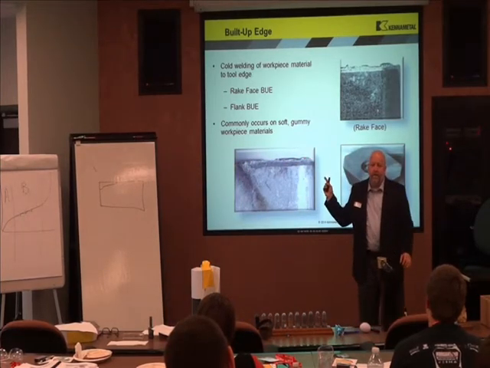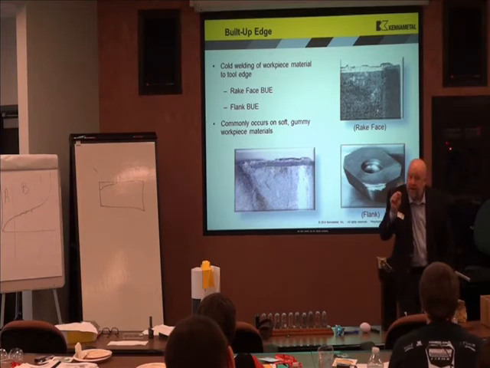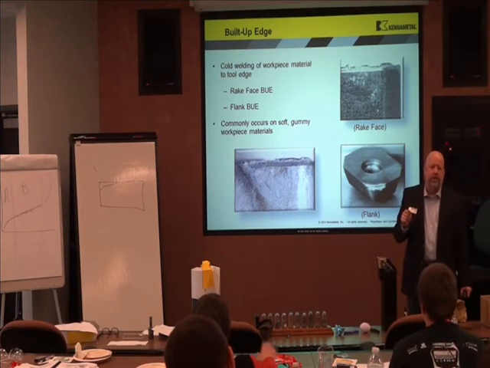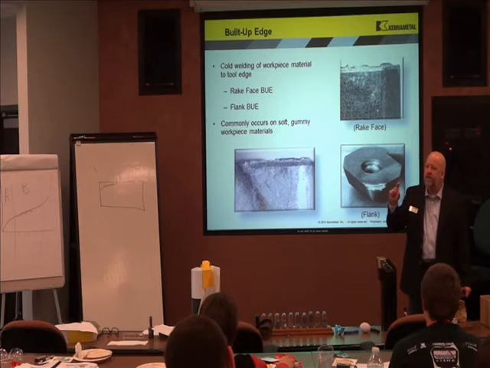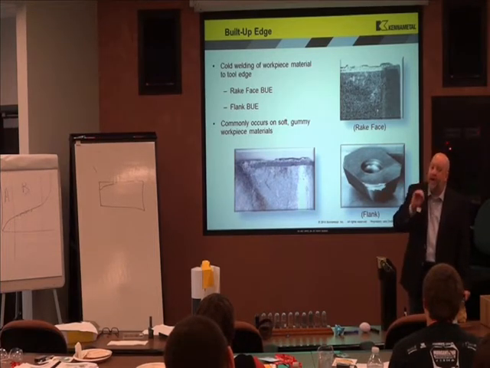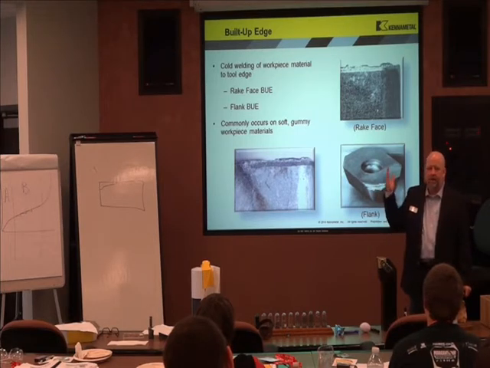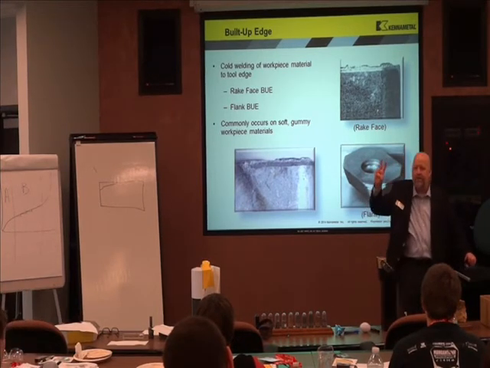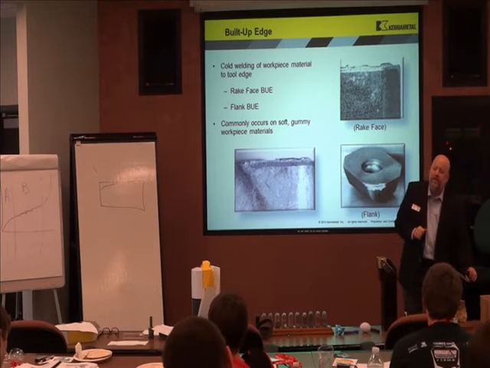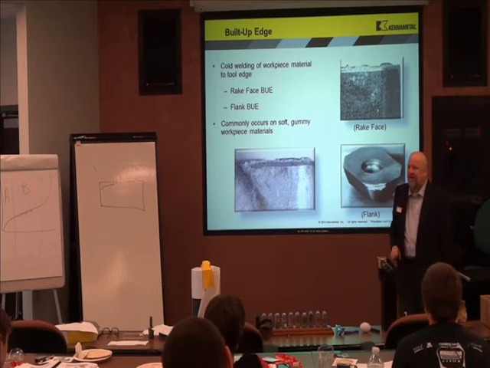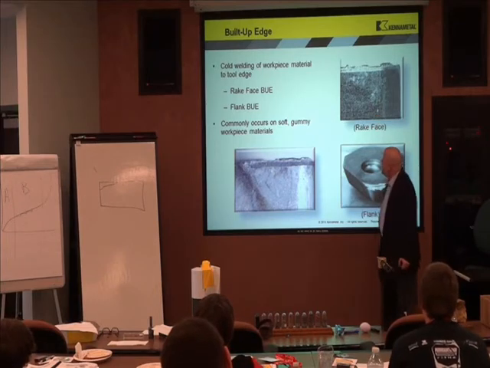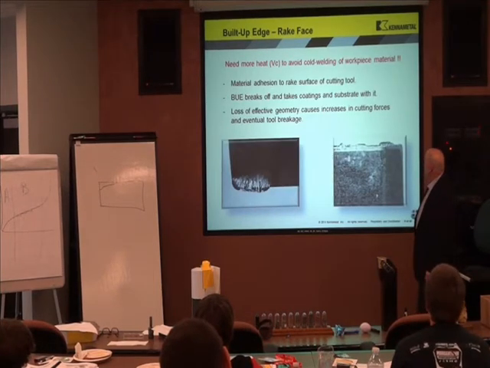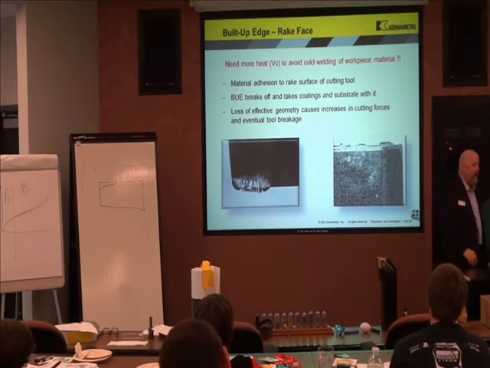So, the definition of built-up edge is when the material you're machining cold welds itself to the face of the insert. If I'm cold welding, what do I not have enough of? I don't have enough heat. I'm not plasticizing the chip. What two things does it take to make a chip? Heat and pressure. If I don't have enough heat, I'm not plastically deforming my material, and some of it's sticking to my rake face. Okay? I don't need that. I need more heat. So let's take a look at it.